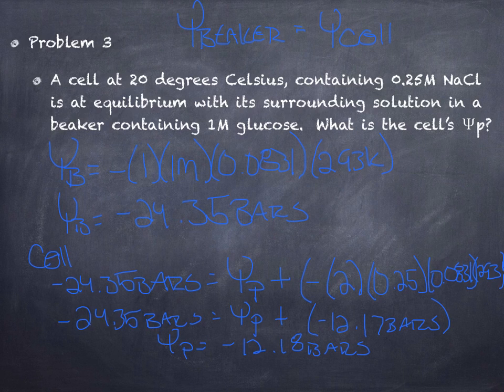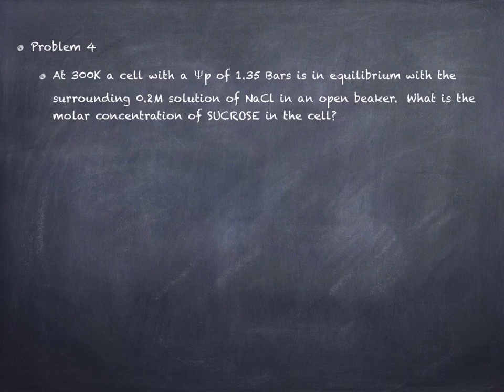Okay, so that's got to be the pressure potential for our cell. Okay, for this problem here, we have a cell and a beaker in equilibrium again. So we know for sure that their water potentials are equal to each other. Let's calculate the water potential for the beaker first.